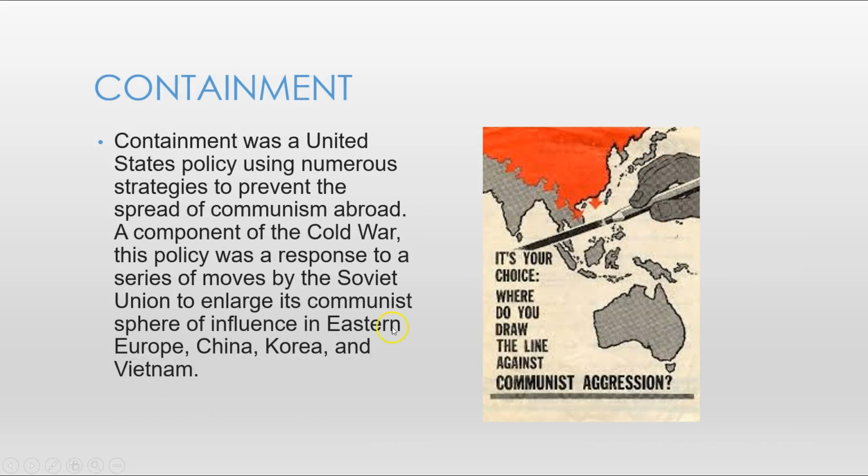Containment, similar to the Domino Theory, it was an idea that said, okay, we're not going to stop communism, but we can contain it. If you cross that line, it's war. And this is, again, the reason we fought in Korea, the reason we fought in Vietnam.